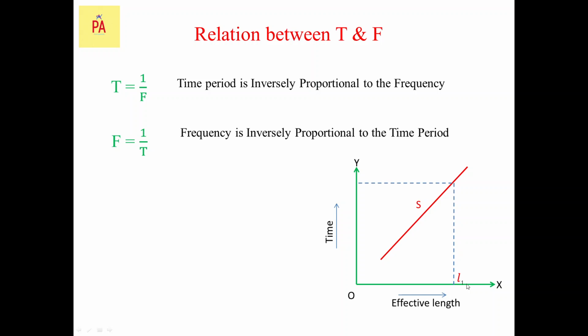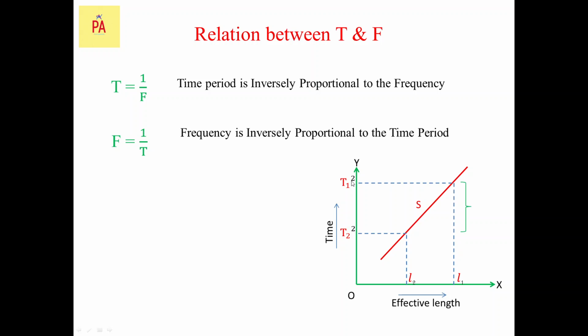The meeting point of this perpendicular with the x-axis I have taken as L1, and the same intersection point on the y-axis from the same point on the curve I have taken as T1 square. T1 is the time, and square of that we have taken. Now similarly the other point I have taken, and we have done the same thing. L2 I have taken as the intersection point on the x-axis, and T2 square I have taken as the intersection point on the y-axis.